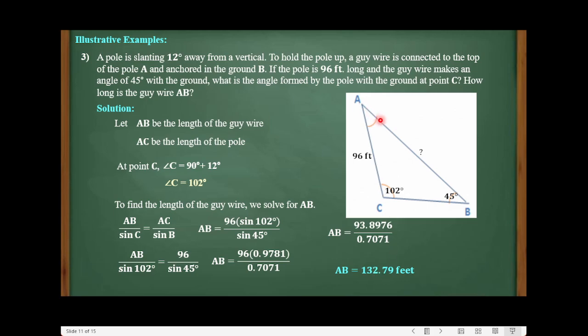Therefore, the length of the guy wire is 132.79 feet. And this is the answer to our problem.